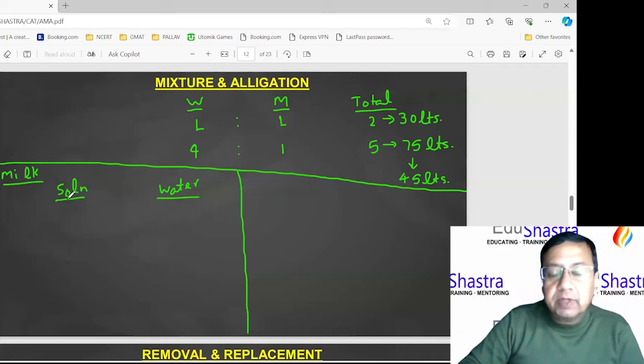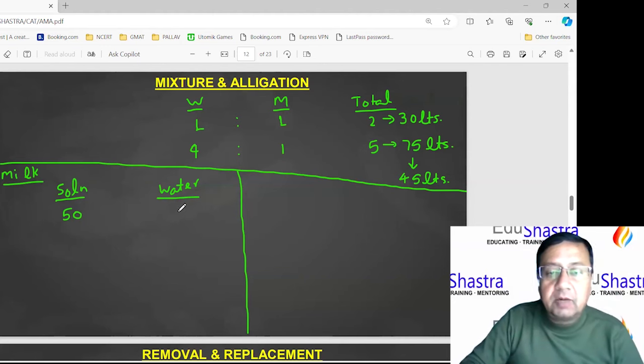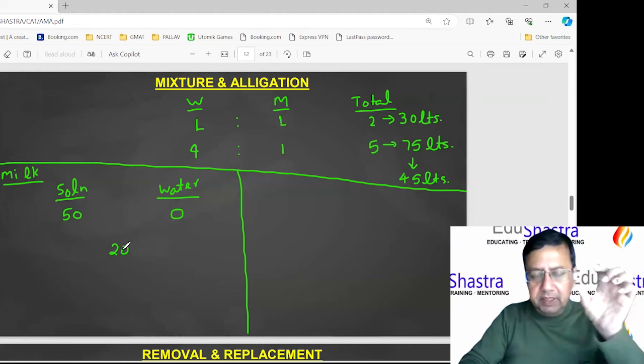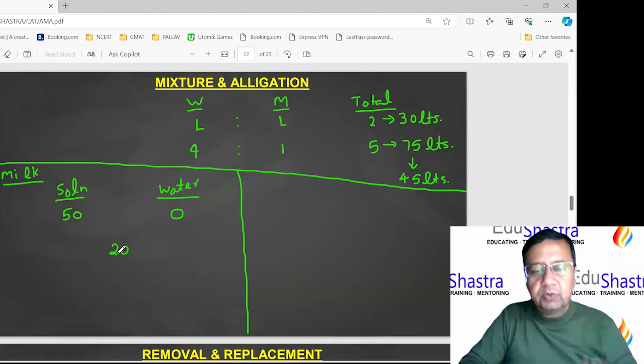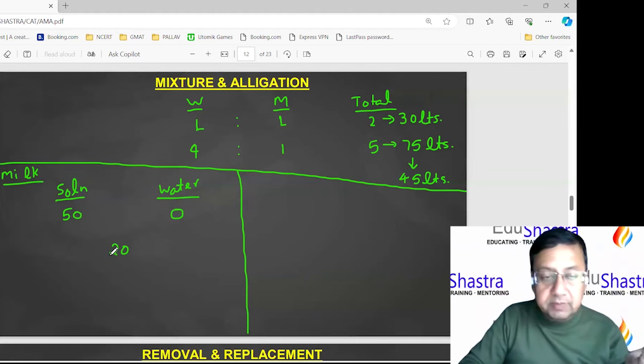So in the solution, how much percentage of milk? 50%. Right? In the pure water which you are mixing into the solution, how much is the milk? 0% is the milk. Right? After this mixing, what is the percentage of milk you need? 20. So write this in the center a little low. Right? Now, what to do? From what should I subtract?